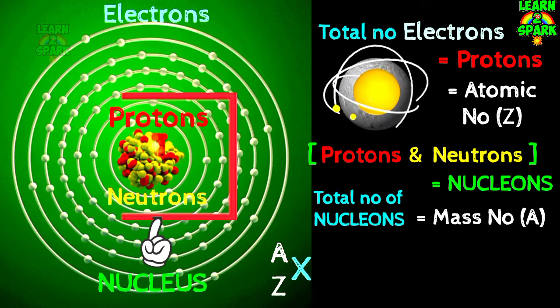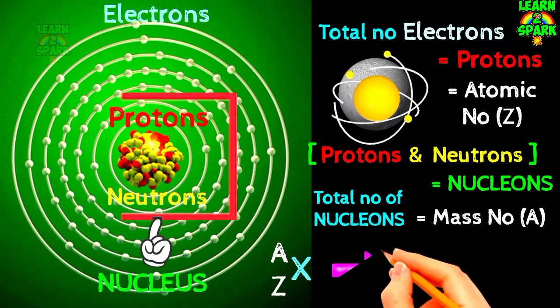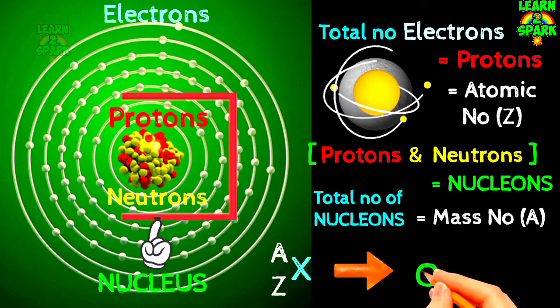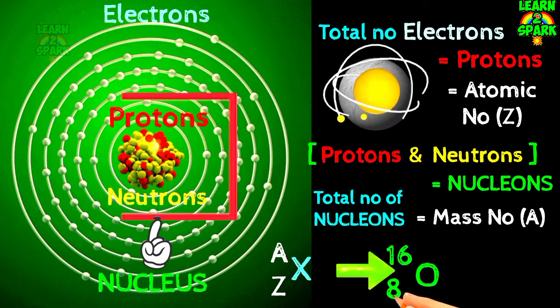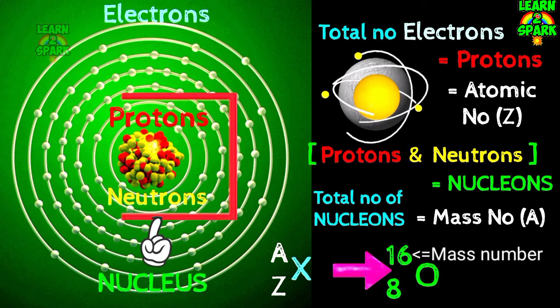For instance, the symbol of an oxygen atom is O superscript 16 subscript 8, where 16 is the mass number and 8 is atomic number.